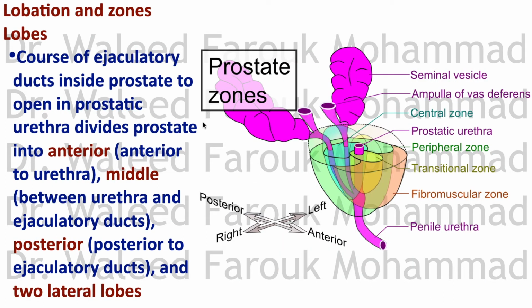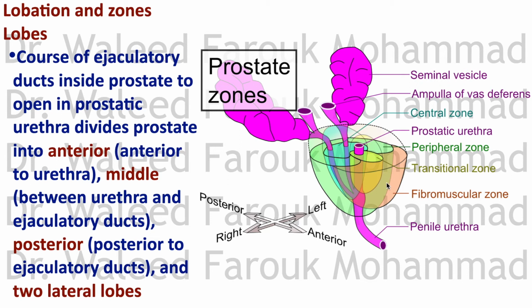Now there are two ways of sectioning the prostate. An old method in which they consider the prostate has an anterior lobe, a posterior lobe, the anterior lobe anterior to the urethra, the posterior lobe posterior to the ejaculatory ducts, and a middle lobe between the urethra and the ejaculatory ducts, and two infralateral lobes, one on each side. This is the old lobation system, but it's purely anatomical.